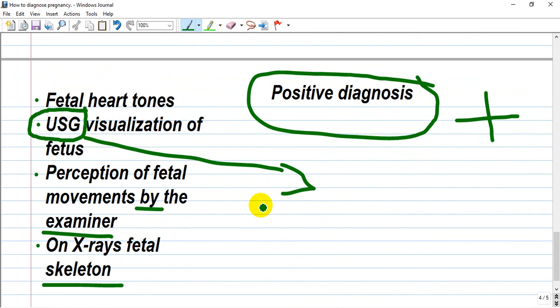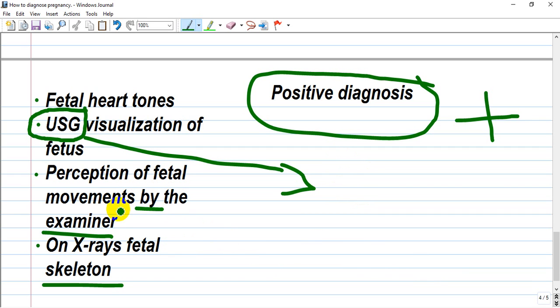A positive diagnosis can be made by assessing of fetal heart tones by auscultation, or ultrasonography is definitely the test that can confirm this by visualizing the fetus, the fetal movement, the fetal position in the uterus, also heart rate and possible malformations even of the fetus, and even a fetal lung movement at the last trimester of the pregnancy.